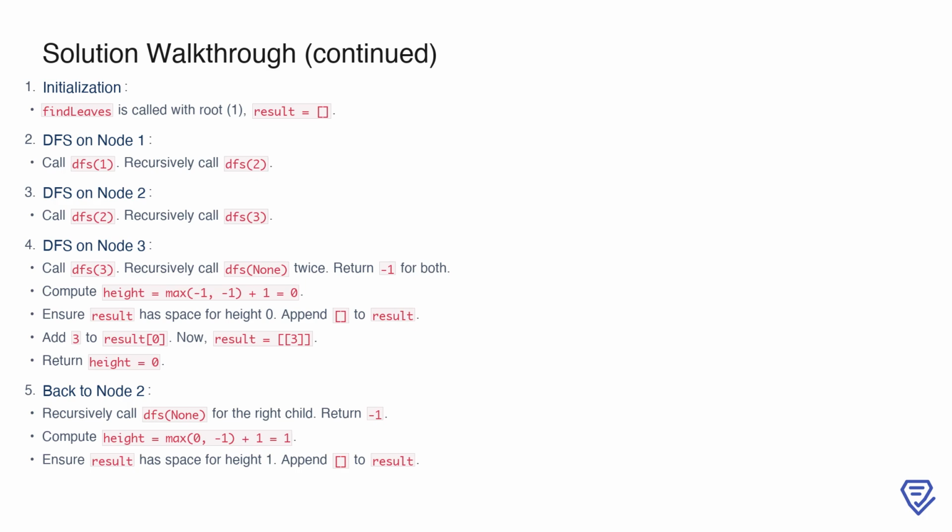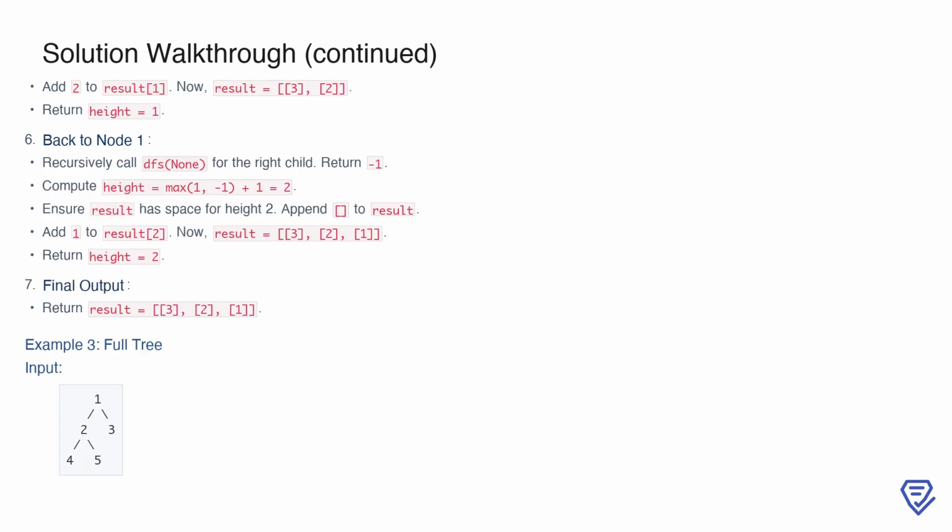At node 3, we attempt to explore both its left and right children, both of which are null. Each null child results in a height of -1 being returned. The height of node 3 is then calculated as the maximum of these two heights plus 1, giving a height of 0. We ensure the result list has space for height 0, appending an empty list if necessary, and add node 3 to result[0]. This makes result equal to [[3]]. The height of node 3 is returned to its parent, node 2.